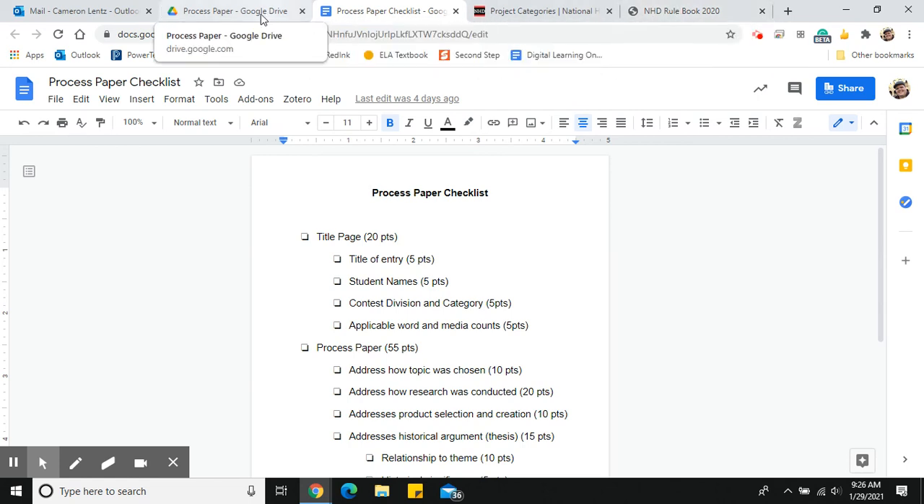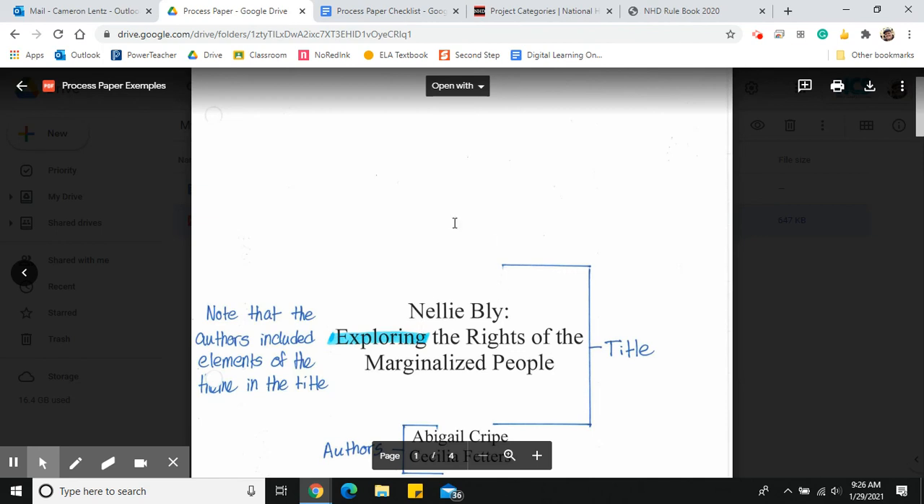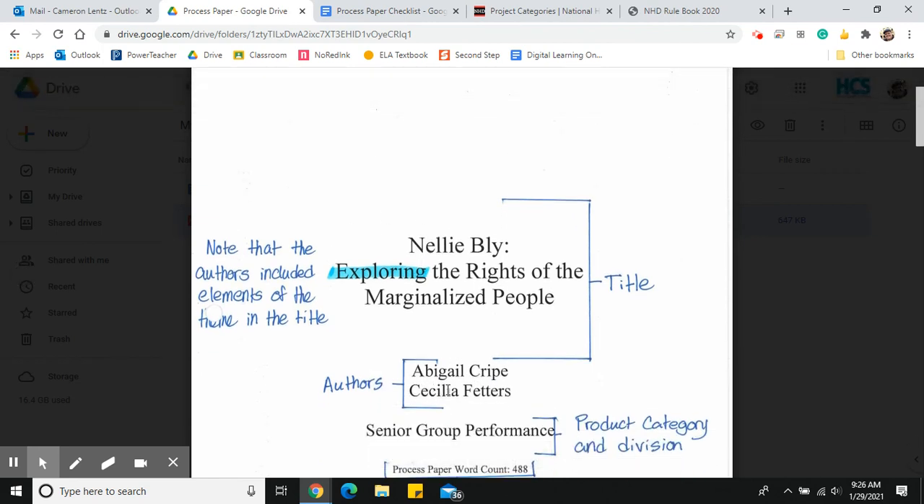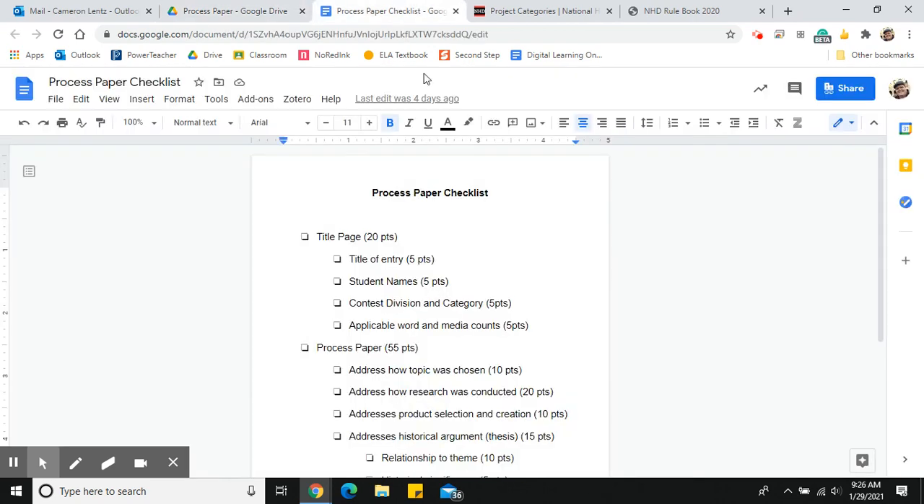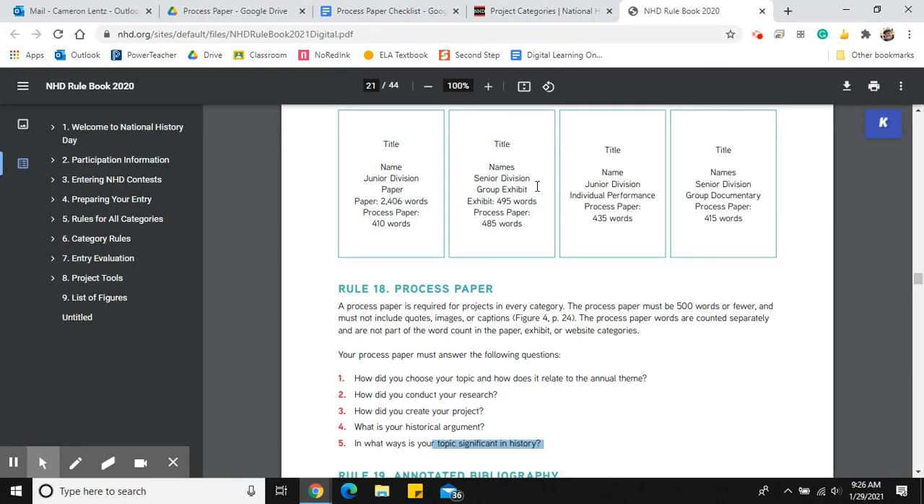So again, we're going to look at the exemplar from Abigail and Cecilia. We're going to use the checklist as we write. And as always, we're going to reference the NHD rulebook as we're developing our products.